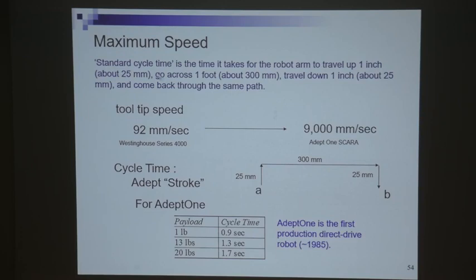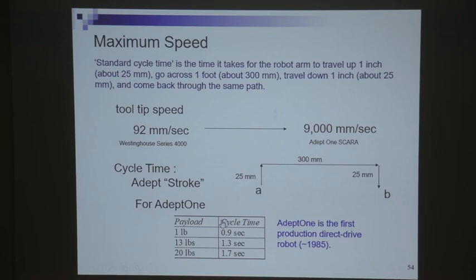So a standard cycle time will measure the time it takes the robot arm, the manipulator, to travel up 1 inch. So when you travel up 1 inch, that will be about 25 mm. Go across 1 foot will be about 300 mm, and come down 25 mm. And then after that, you come back through the same path. So you go there and then come back. So this is known as one cycle time if you go there and come back.